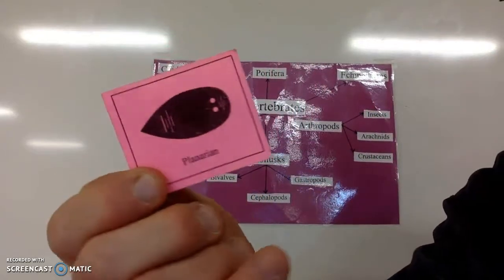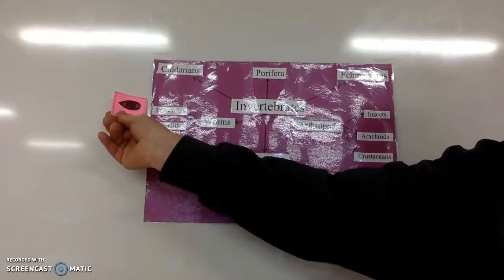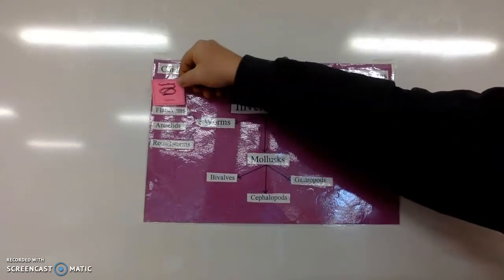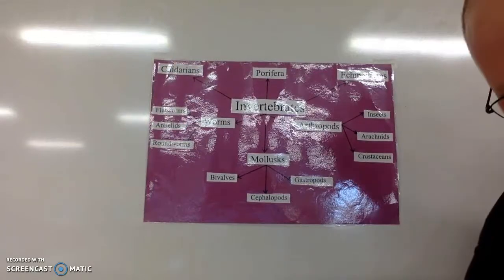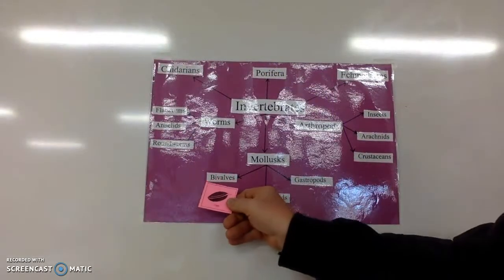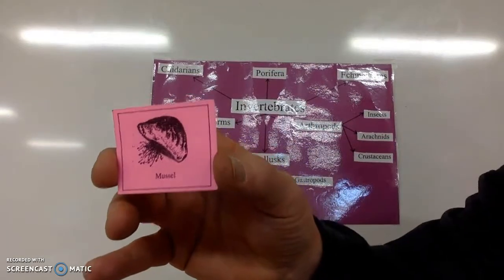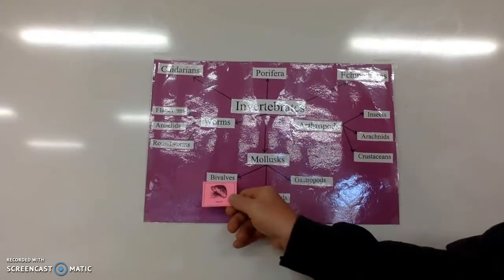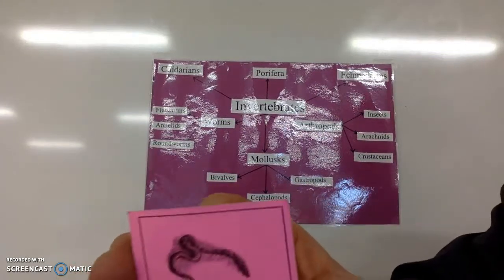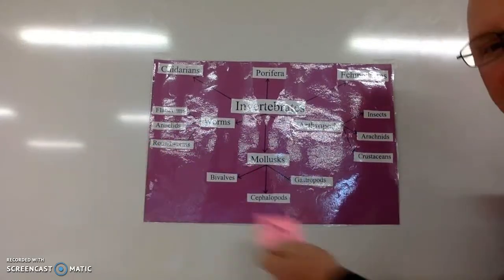Planarian, that's a flatworm. A flatworm that goes over here with the flatworms. Tapeworm is another flatworm. A clam is a bivalve. A mussel is a bivalve. And the earthworm is the last one. It's a segmented worm, and that goes with the annelids.